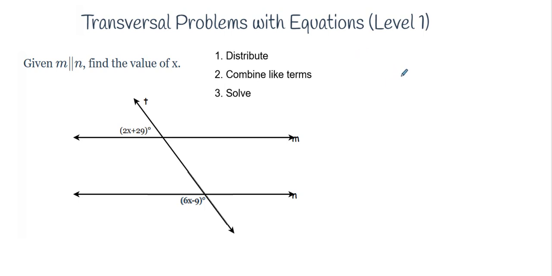Transversal problems with equations, level 1. Given m is parallel to n, find the value of x. So we have a set of parallel lines. This one is parallel to this one. We have 2x plus 29 for this angle and 6x minus 9 for this.